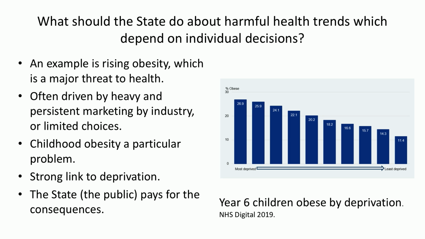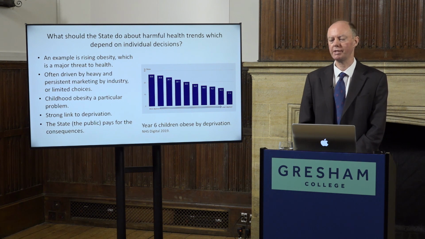And the limited choices, I think, is highlighted by the fact these are year 6 children in terms of their level of obesity, and this is by deprivation level. And the most deprived, on the far left, have significantly higher rates of obesity in childhood, in year 6, than the least deprived. So a strong link there. And the state pays for the consequences. Obesity will lead to many diseases, which will lead in long term to other areas. What is the role of the state in combating this?